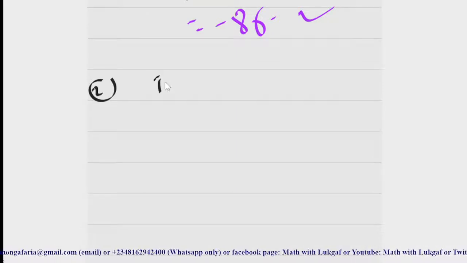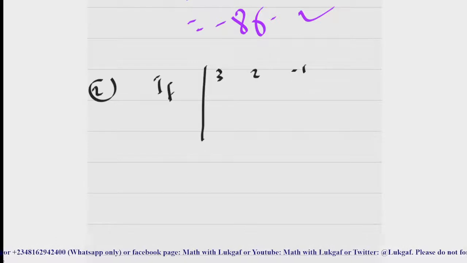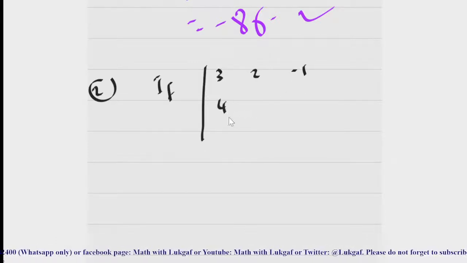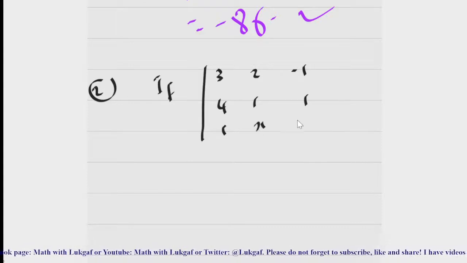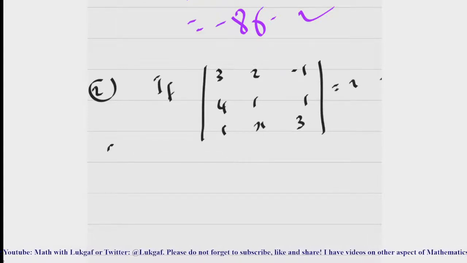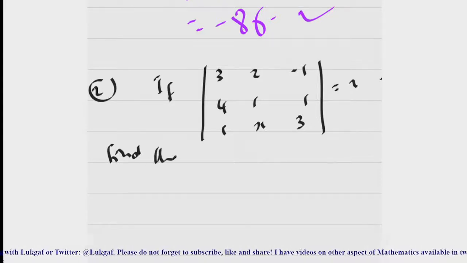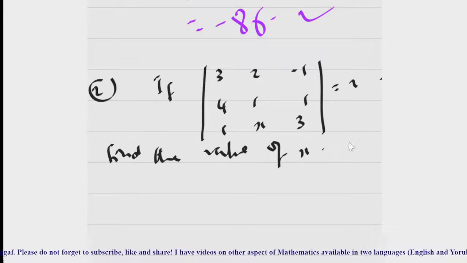So if you have this question, that is, if the determinant of 3, 2, minus 1, 4, 1, 1, 1, x, 3 is equal to 2, find the value of x. We have to find the value of x. To find the determinant of 3 by 3 is not difficult. Just know your cofactor. Which element are you going to multiply out?